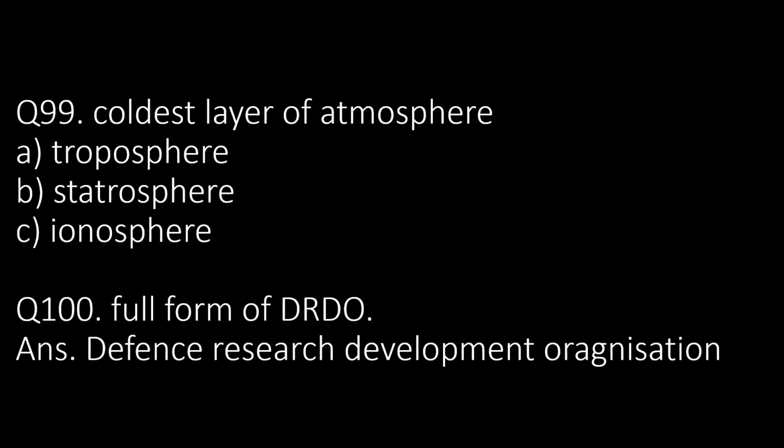Our next question is coldest layer of atmosphere. And the right answer is option B, stratosphere, because in this layer ozone is present. Our next question is full form of DRDO. And the right answer is Defense Research Development Organization, which makes weapons and missiles for the Indian Army, Indian Air Force, and Indian Navy.